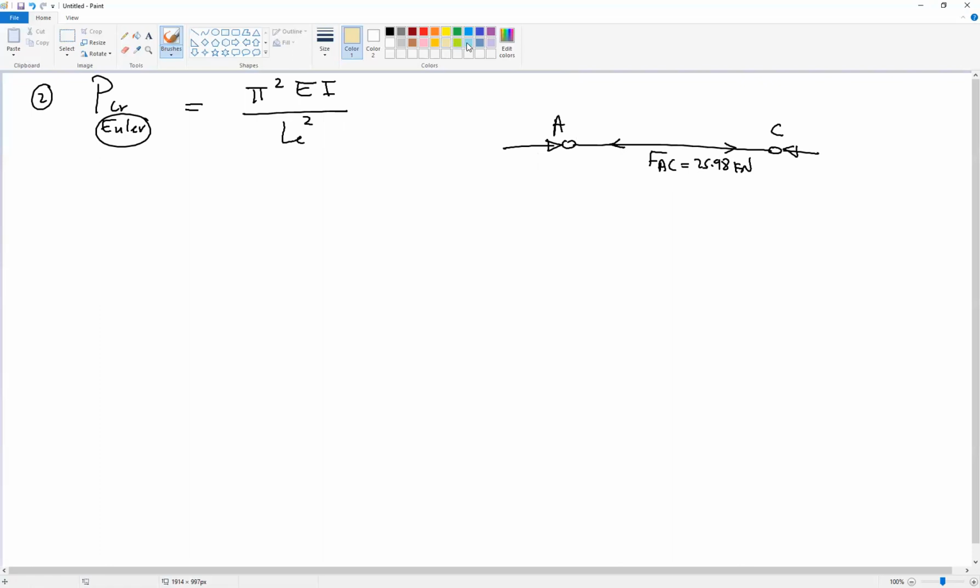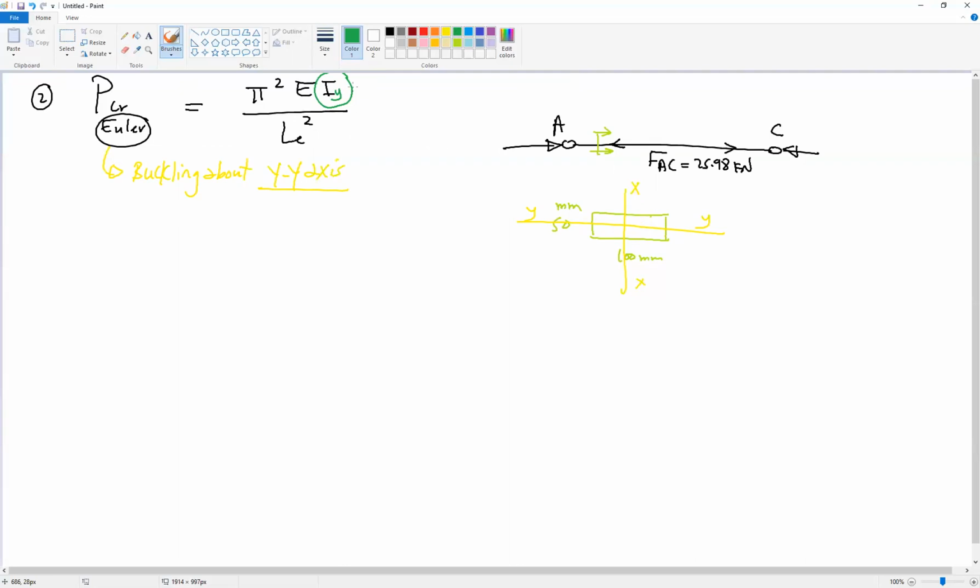Given in the question, if we make a cut here, this is the cross section of the member, 50 millimeter by 100 millimeter. This is the X axis and this is the Y axis. If we return back to the question, it asks for the factor of safety of buckling about the Y axis. So I in this formula is IY, because the buckling will happen about Y.